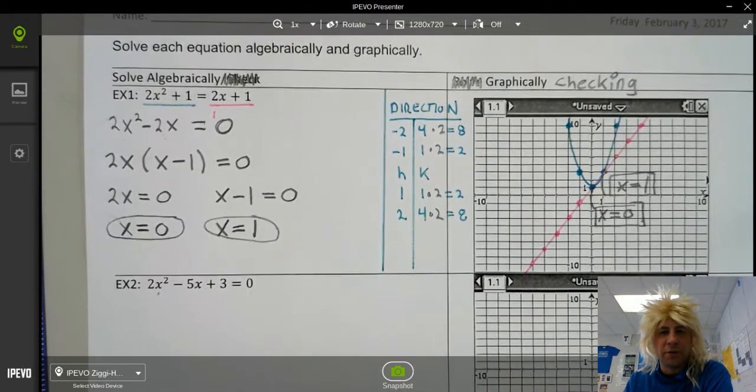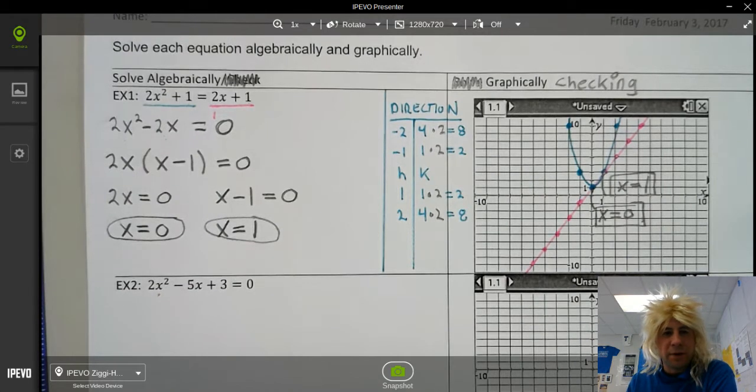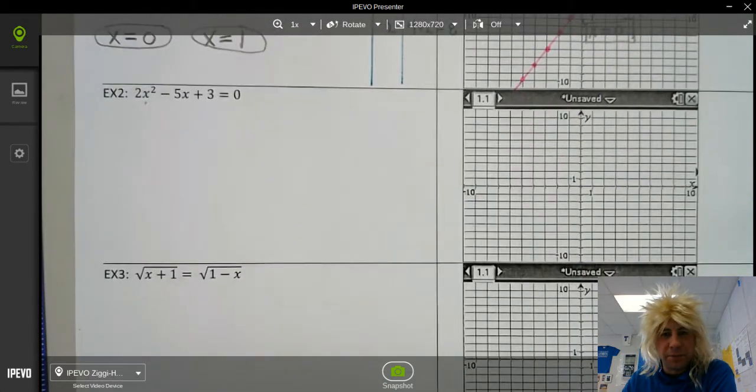All right, so pause the video and finish up example 1. All right, so now that example 1's finished up, let's look at example 2.